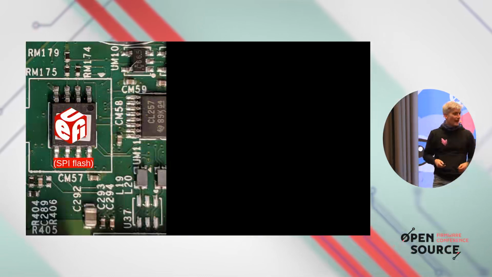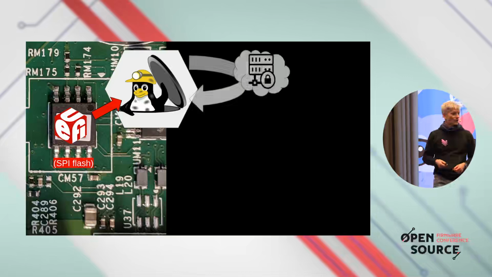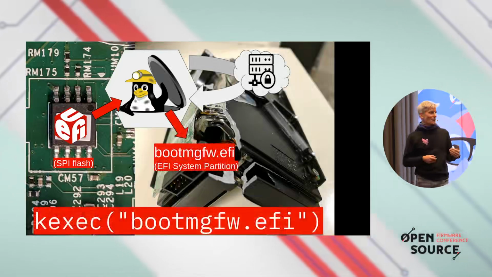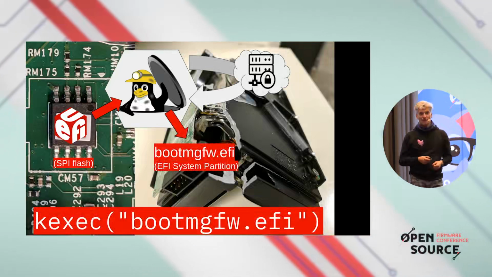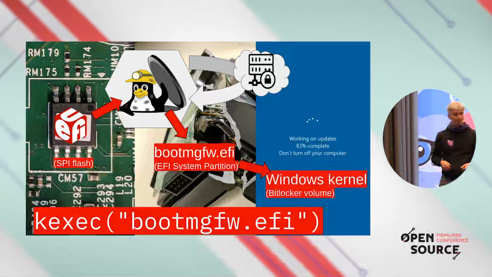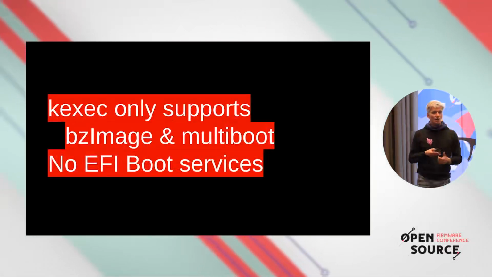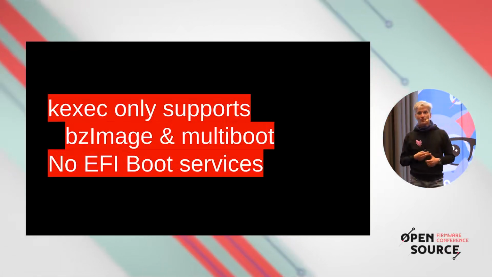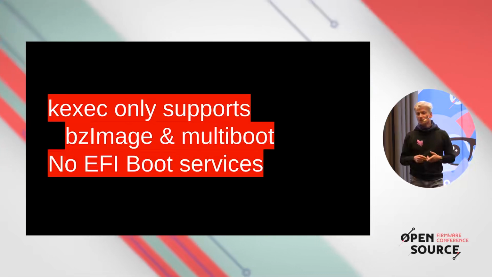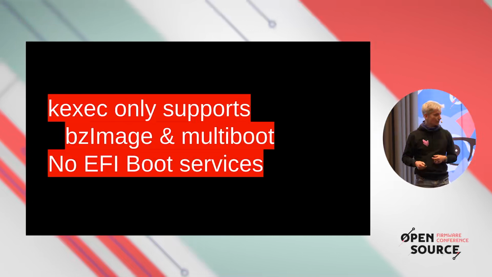So another idea we had is boot from the SPI flash, load our kernel, do our remote attestation, and then we could maybe kexec the boot manager as an EFI executable, which would then start the NT kernel. The problem that we run into here is that, again, kexec doesn't support the right formats, and we don't have boot services support because we've called exit boot services inside of Linux.